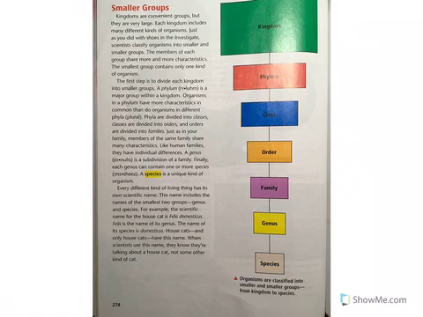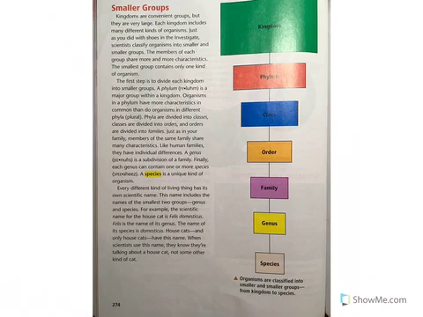Every different kind of living thing has its own scientific name. This name includes the names of the smallest two groups, genus and species. For example, the scientific name for the house cat is Felis domesticus. Felis is the name of its genus. The name of its species is domesticus. House cats, and only house cats, have this name. When scientists use this name, they know they're talking about a house cat, not some other kind of cat.